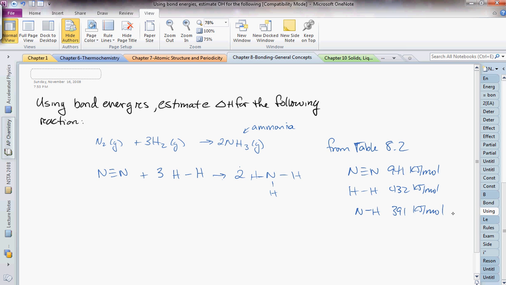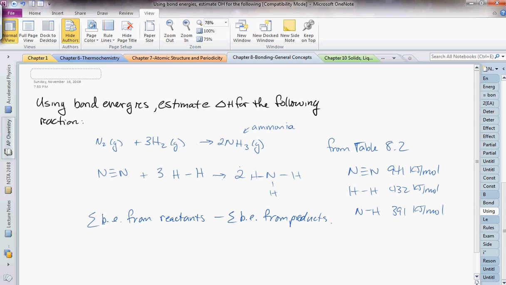So when we want to find the delta H for this whole reaction, once again we'll take the sum of the bond energies from all the reactants, and subtract from that the sum of the bond energies from the products. Okay, so let's go ahead and get started.